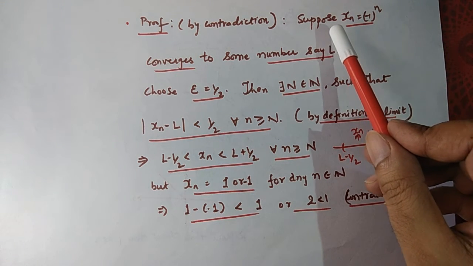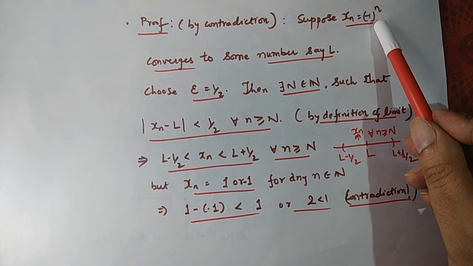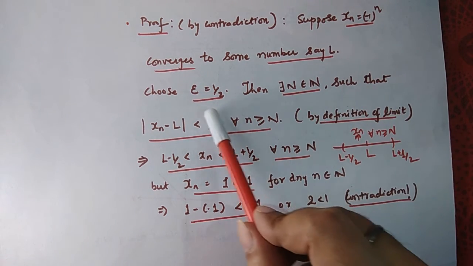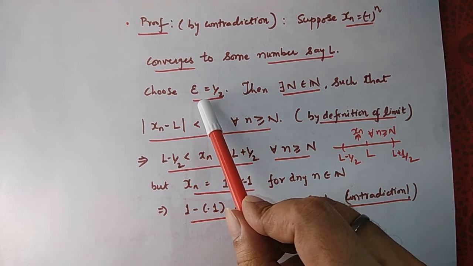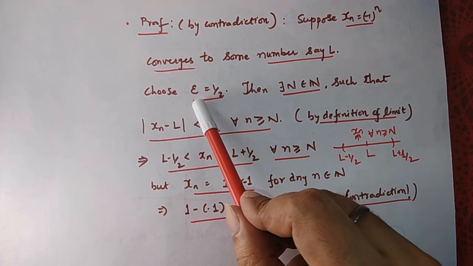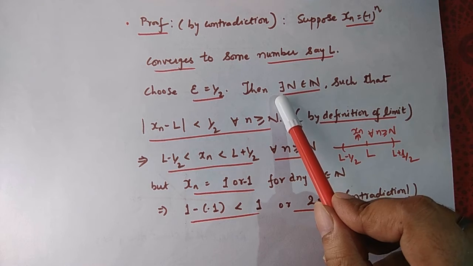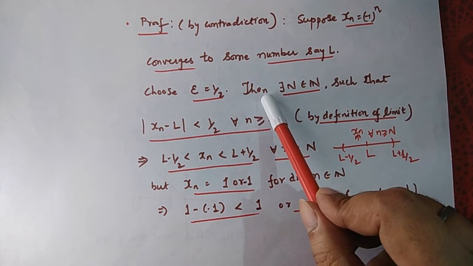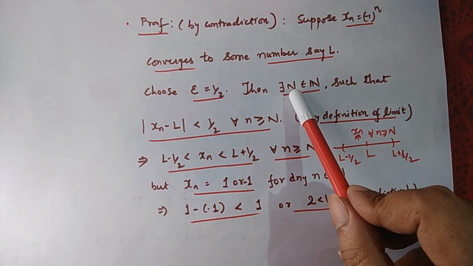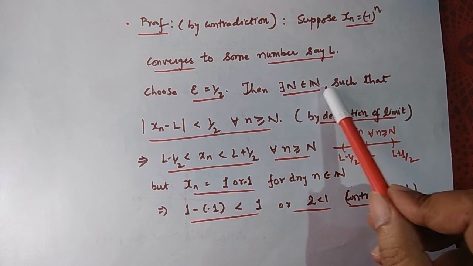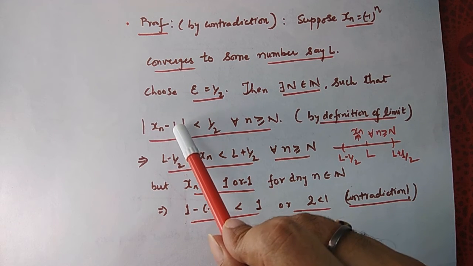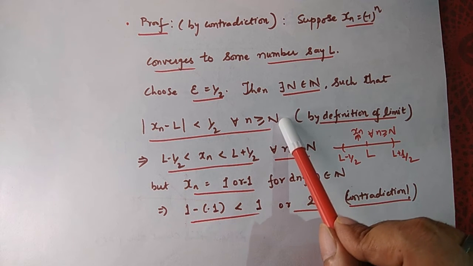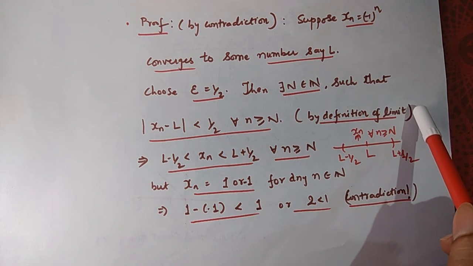So let us suppose that the sequence xn equal to minus 1 to the power n converges to some number, say L. Let us choose a neighborhood of L of radius 1 by 2. Epsilon is equal to 1 by 2. Since we have assumed that xn converges to L, we can conclude that there exists a natural number capital N such that mod of xn minus L is less than 1 by 2 for all n greater than or equal to this capital N. This follows directly from the definition of limit.